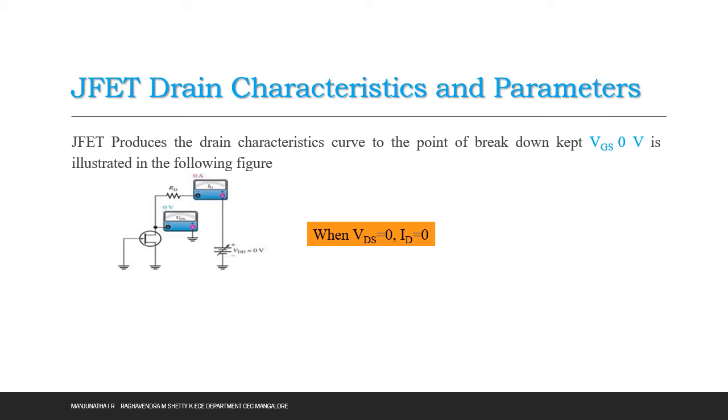Okay, so again coming to the condition, when VDS is equal to 0, ID is equal to 0. So we know that when there is no voltage, there is no current. Okay, so that we can observe from the measuring instruments. Observe the voltmeter, it shows 0, and observe the ammeter, it shows 0 amps.